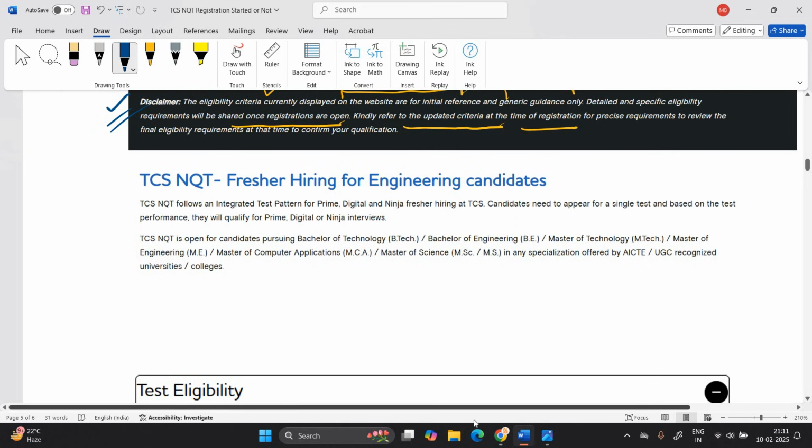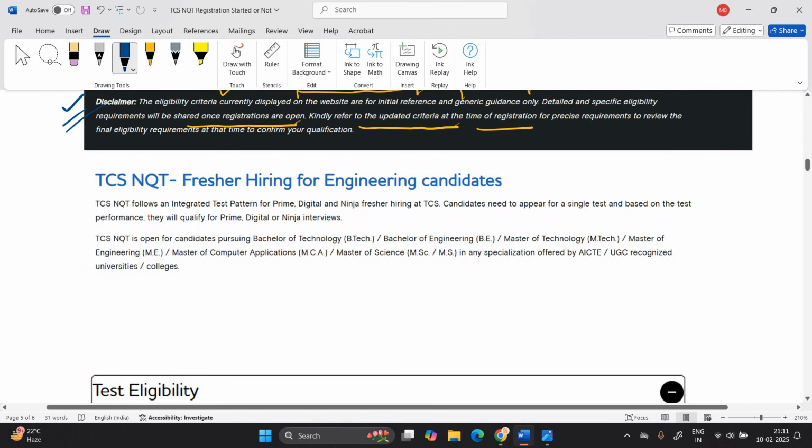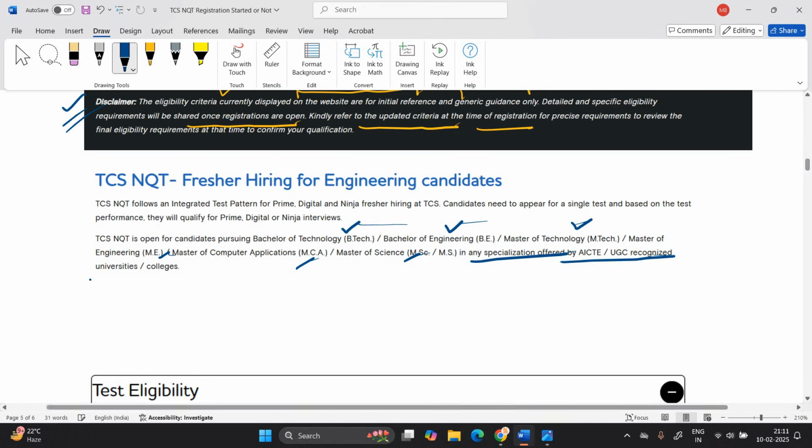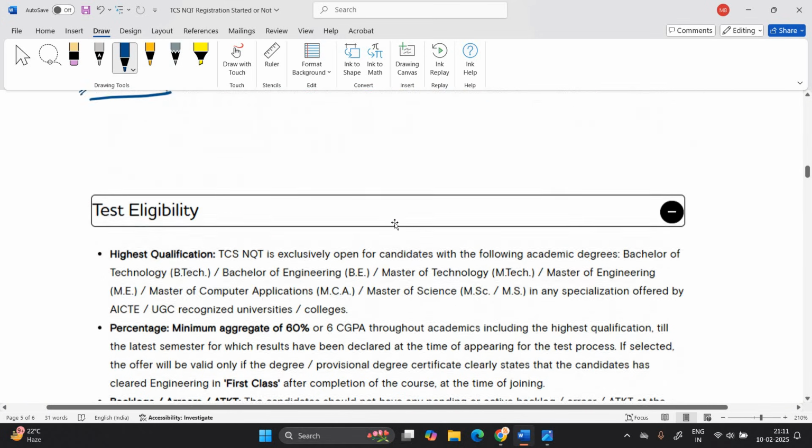So TCS NQT freshers hiring for engineering graduates: if you are from BTech, BE, MTech, ME, MCA, MSc, MS in any specialization offered by AICTE and a UGC recognized university or college, you are eligible. And it is a hiring for Prime, Ninja and Digital. So it is a direct hiring.